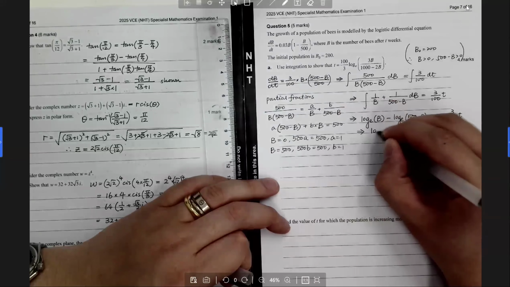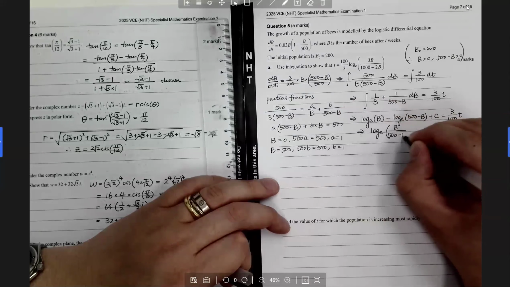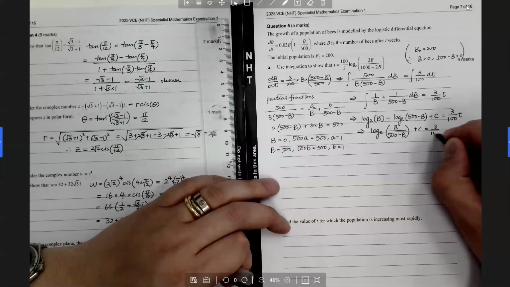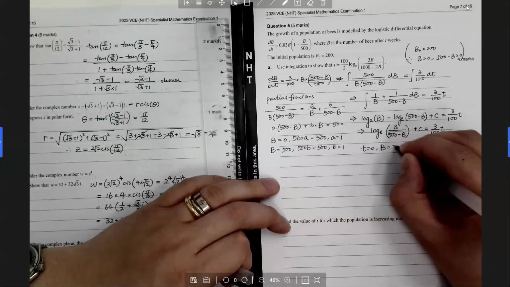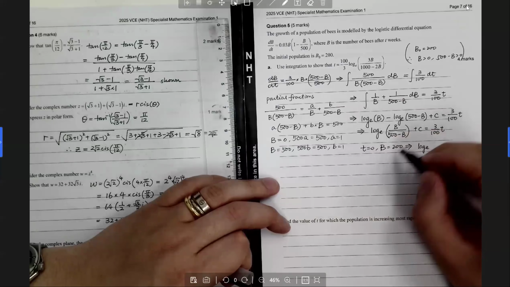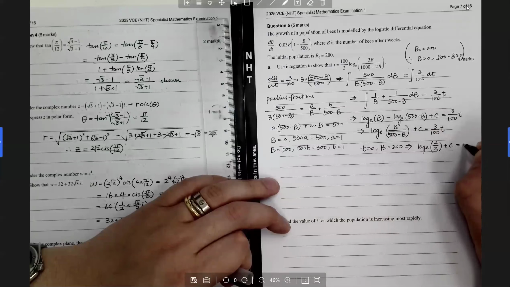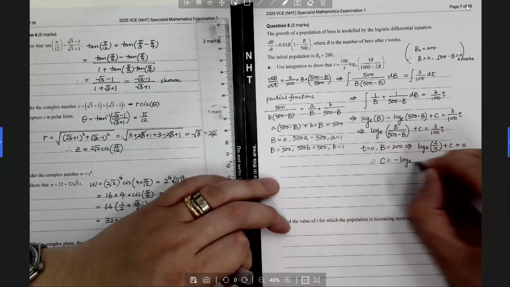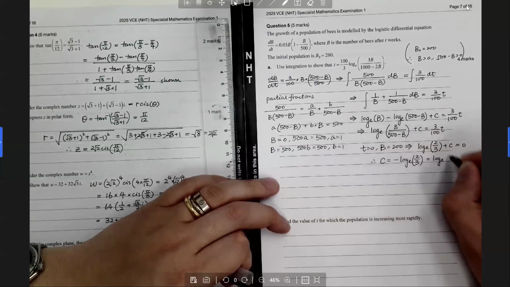So then I should be able to get log_e of B divided by (500 minus B) plus C equals 3/100 t. And then t equals 0, B equals 200. So therefore, I'll get log_e of 200 over 300, that is 2/3, plus C equals 0. So C is negative log_e of 2/3, and that is log_e of 3/2.